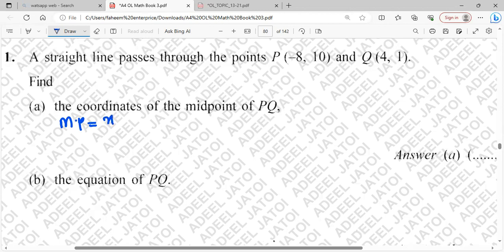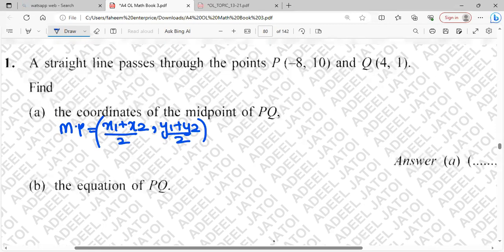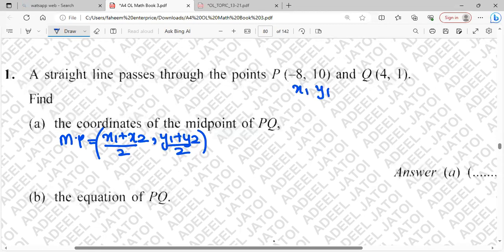is equal to (x1 plus x2) upon 2, comma (y1 plus y2) upon 2. This is your midpoint formula. And if this is x1, this should be y1. If this is x2, this should be y2. So, can I say (-8 plus 4) upon 2, comma (10 plus 1) upon 2.